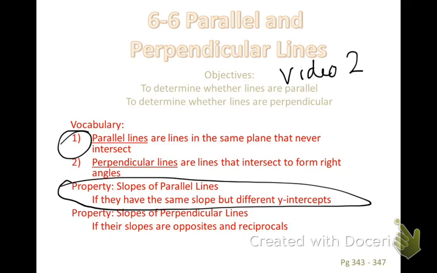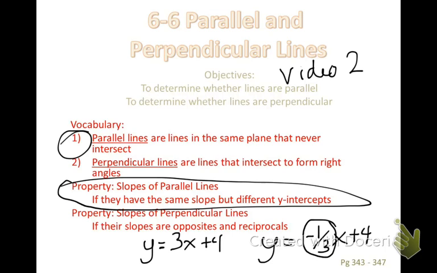Again, you have to remember the slopes are opposite and reciprocals. So that would be y equals 3x plus 4 and the opposite and reciprocal, so we go y equals negative 1/3 x plus 4. These slopes have to be opposites and reciprocals. Now these two numbers could be any number they want to be.